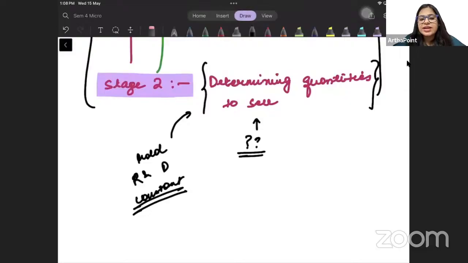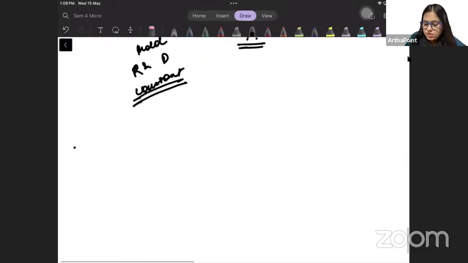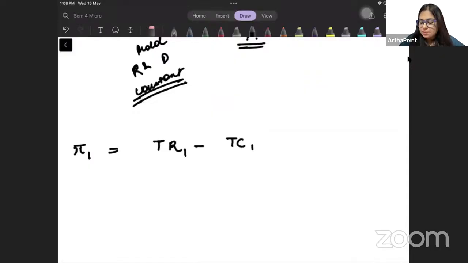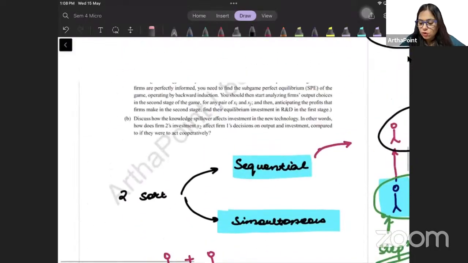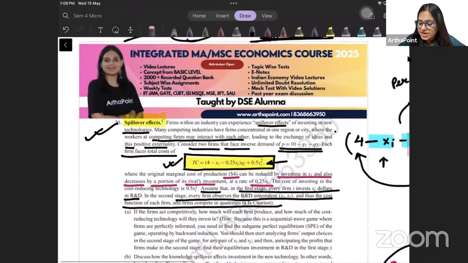Let us go ahead and try to write the profit function of the firm. The profit function of firm 1 can be written as total revenue minus total cost of firm 1. Beta, what is going to be the total revenue of firm 1? Let us try to understand this.